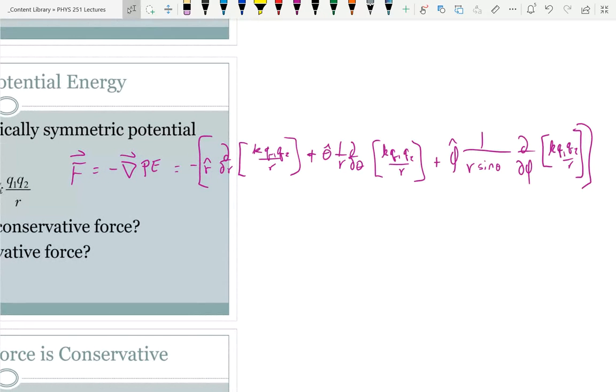Now that looks like it's going to be rough, but it's not. Why is that not rough? Because a lot of it is going to cancel out. By cancel out, what you mean is be zero. Because there is no theta dependence on that potential energy. Hence, partial with respect to theta. Remember, partial means anything that's not the variable is a constant. So the partial of kq1q2 over r with respect to theta is zero, because there's no theta in there. Likewise, there's no phi in there. So the partial with respect to phi is zero.